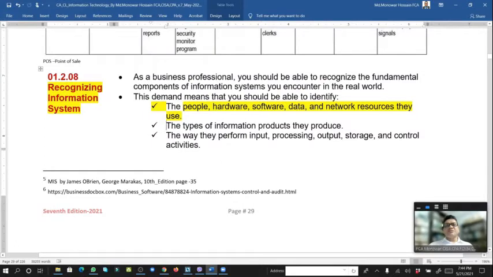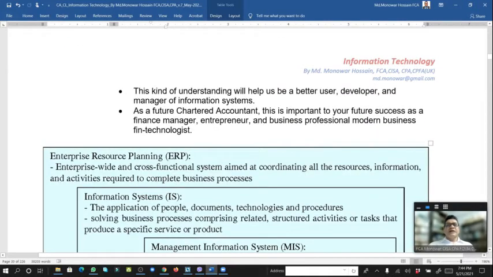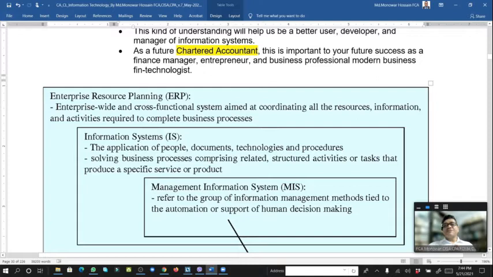And the types of information products they produce, and the way they perform input, processing, output, storage, and control activities. This kind of understanding will help us to better use, develop, and manage information systems. As a future chartered accountant, this is important for your future success as a finance manager, entrepreneur, and business professional in modern business and fintech. So you have to understand all things properly.